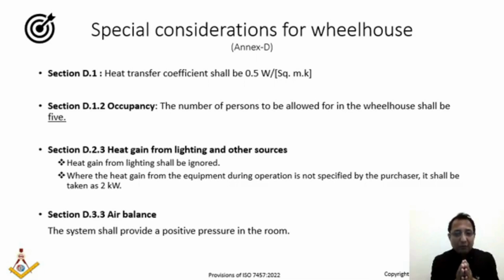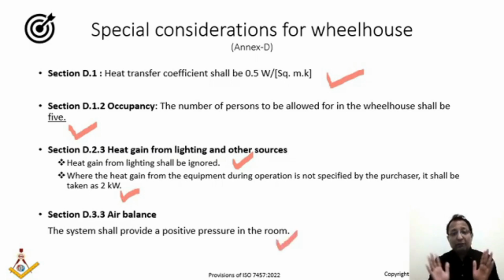Where the heat gain from equipment operation is not specified, we can take it as 2 kilowatt over here. So these are the various values. 2 kilowatt is the heat dissipation you can take from the control panels. And what is mentioned is that the system has to be a positive pressure system over here. It has to be 50 pascal to be maintained inside. So these are the typical values of the wheelhouse.